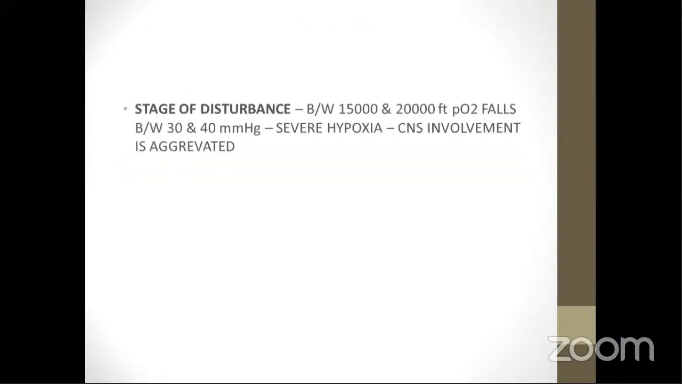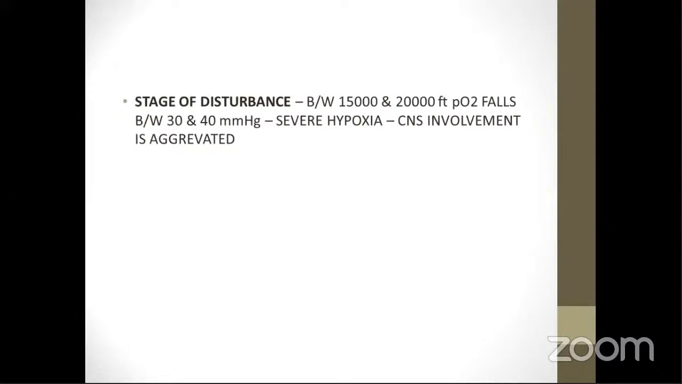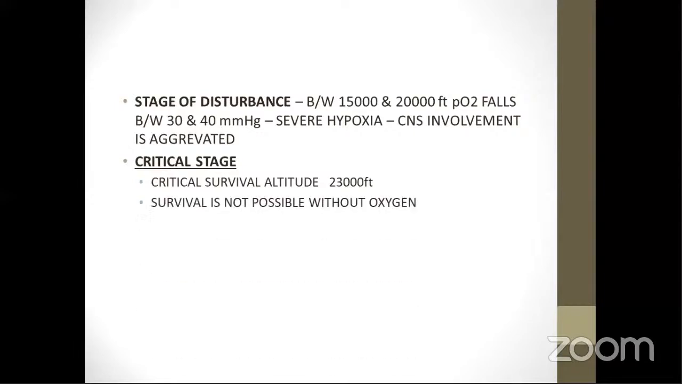And the next stage is the stage of disturbance. The third stage is seen between 15,000 and 20,000 feet where the partial pressure of oxygen falls between 30 and 40 millimeters of mercury, where you have severe hypoxia with central nervous system involvement. That neurological involvement is aggravated. And finally, it is the critical stage. The critical survival altitude is 23,000 feet, where survival is not possible without oxygen. And above 30,000 feet, severe hypoxic symptoms occur even with oxygen therapy.